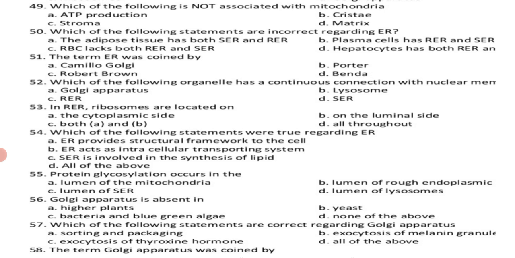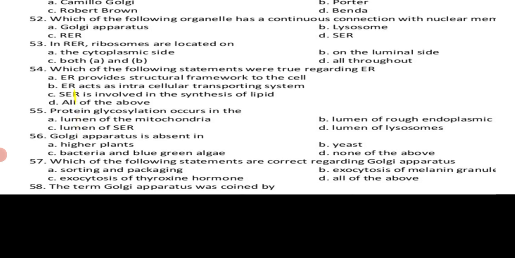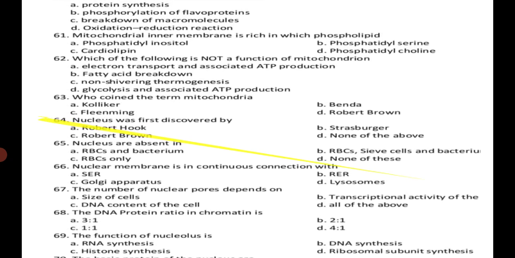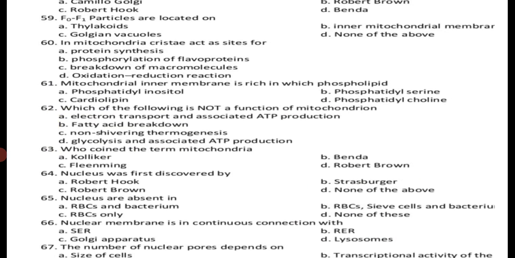The Golgi apparatus is responsible for transporting, modifying and packaging proteins and lipids into vesicles for delivery to targeted destinations in a cell. The Golgi apparatus, or Golgi body, is a membrane-bound organelle. It is made up of flattened stacked pouches called cisternae. So option D is the correct answer. The term Golgi apparatus was coined by the scientist Camillo Golgi. Option A is the correct answer.